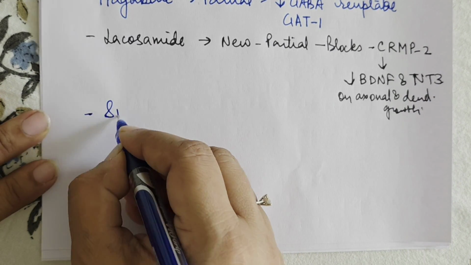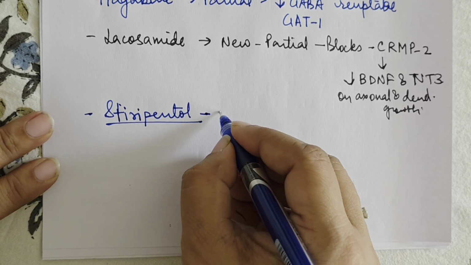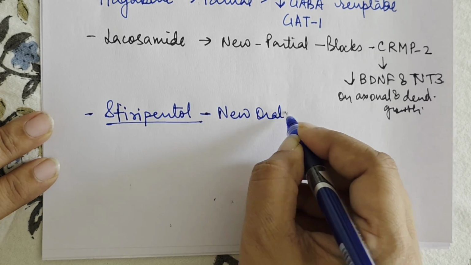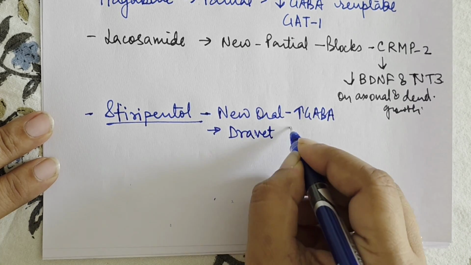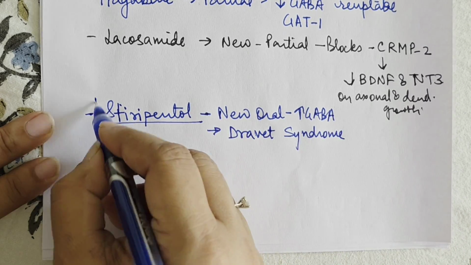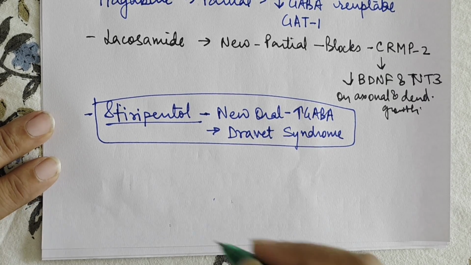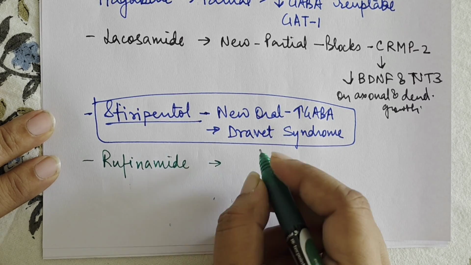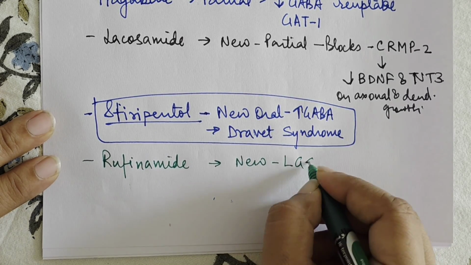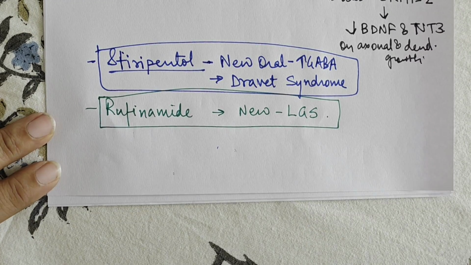Then there is a new drug, stiripentol. What is stiripentol? It is a new oral drug. It increases the GABA activity, and it is approved for Dravet syndrome. Okay, what is that? Dravet syndrome के लिए we use stiripentol. Then another new drug, rufinamide, is a recently new drug which is used for Lennox-Gastaut syndrome. Okay, so this is also important. Rufinamide used for Lennox-Gastaut syndrome.